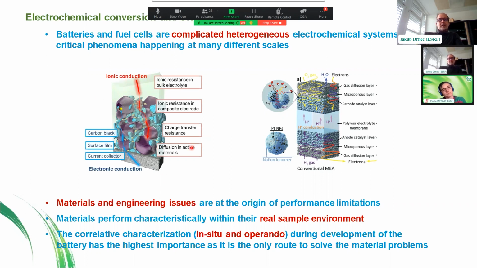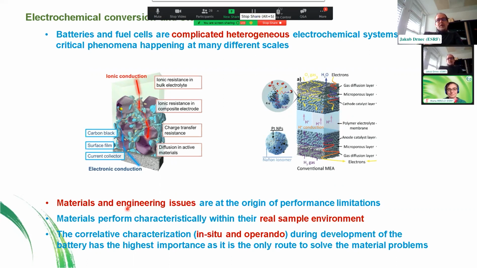So on the left is the battery system, on the right is the fuel cell. The MEA, right, is exactly the same idea, but instead of inserting the ions into the bulk of the material, like in the lithium or insertion batteries, as we call them, in fuel cells or electrolyzers you have a stream of chemicals where you harvest the electrons from them, right? So there are lots of materials and engineering issues.